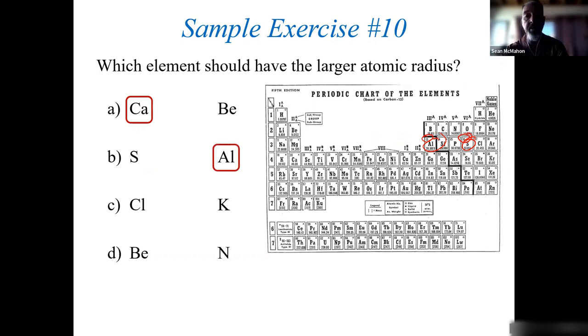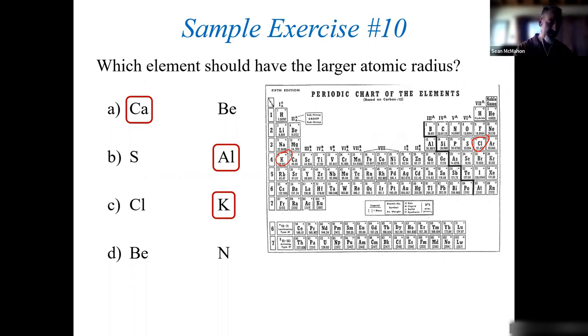What about chlorine and potassium? So here's chlorine, here's potassium. Well, chlorine's further on the right, and it's up higher. So it has fewer shells and more protons for that shell. So the potassium is bigger because the chlorine's getting pulled in better, right? It has fewer shells, so it's smaller. And left to right, it has a lot of protons for that particular shell.